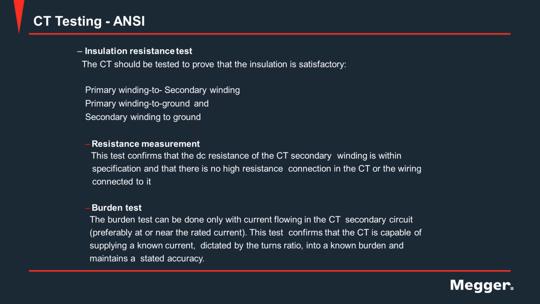Another test is the burden test. The burden test can be done only with current flowing in the CT secondary circuit, preferably near the rated current. And this test confirms that the CT is capable of supplying a known current, dictated by the turns ratio, into a known burden and maintain a stated accuracy.